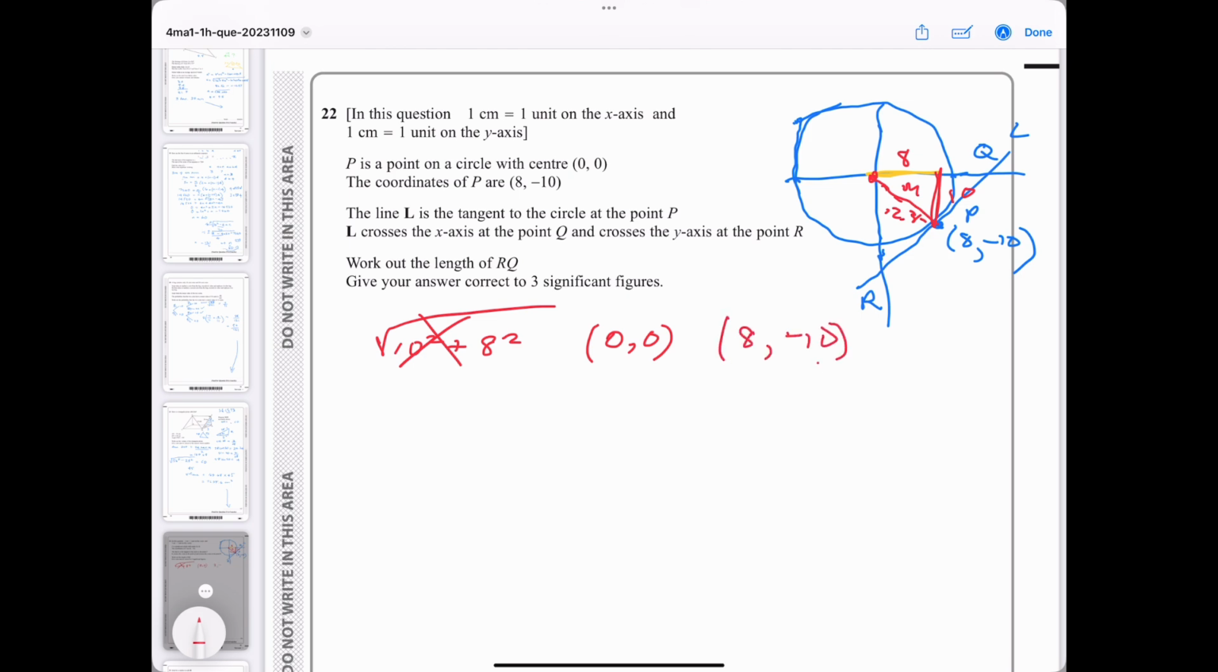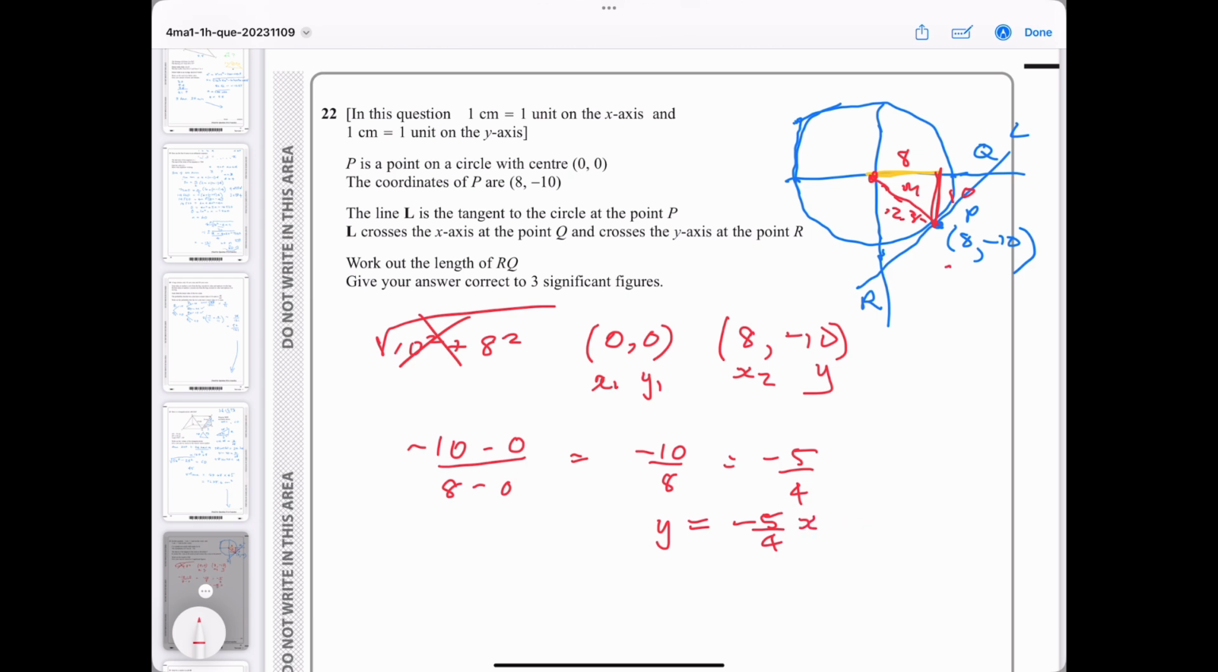So we're going to use y2 minus y1 over x2 minus x1. So we're going to say minus 10 minus 0 over 8 minus 0 equals our m, or our gradient. So that's minus 10 over 8, which is minus 5 over 4. So y equals minus 5 over 4x, and that's not plus anything.